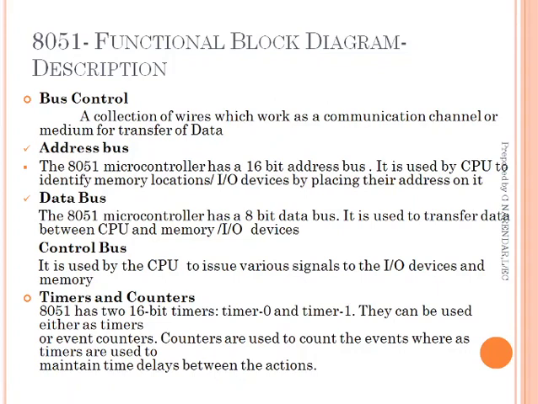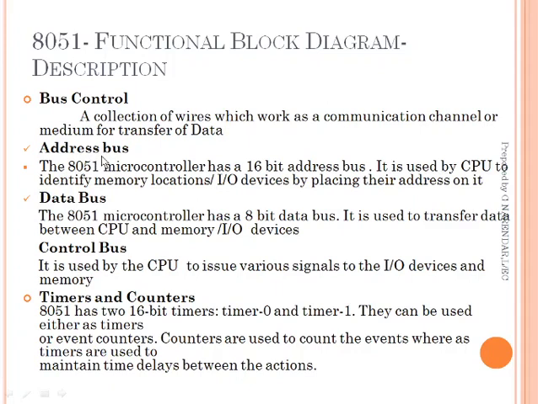You have three different types of buses in your microcontroller 8051. The first one is called the address bus, the second type is called the data bus, and the third type is called the control bus. So what is the address bus? The 8051 microcontroller has a 16-bit address bus. Bus means a collection of wires. This address bus is used to carry the address.